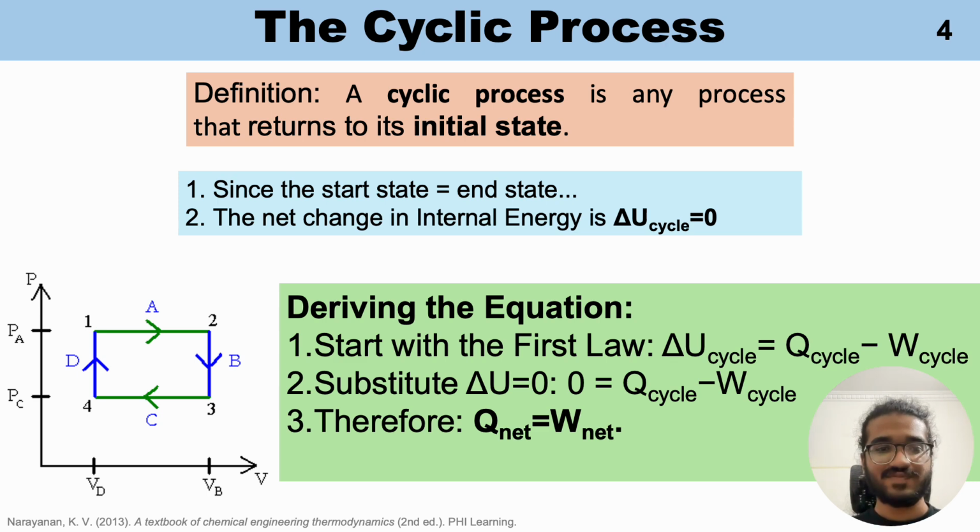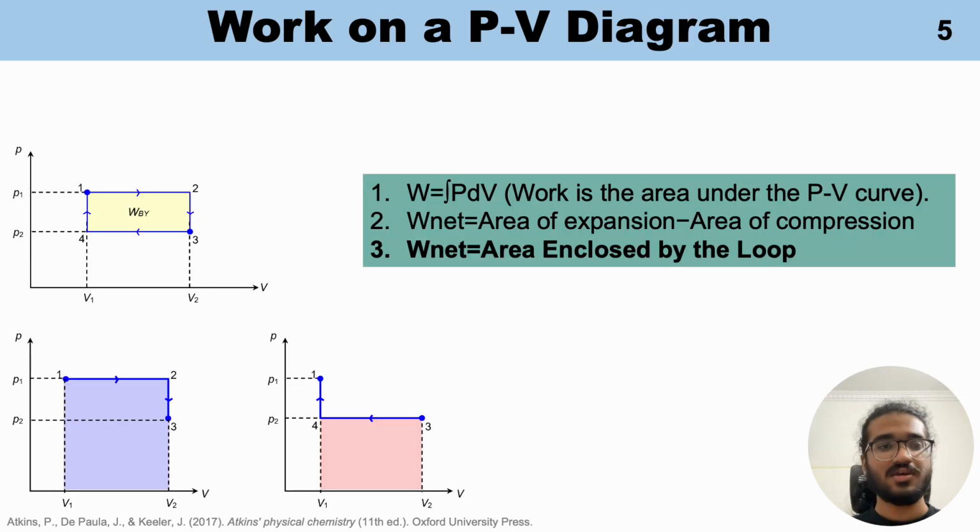When we derive this equation, we start with the first law, where the change in internal energy equals the Q, the heat added in the cycle, and the work done on the system. When we substitute that the change in internal energy is zero, we get that Q net is equal to W net. The net heat should be equal to the net work that you get out, basically.